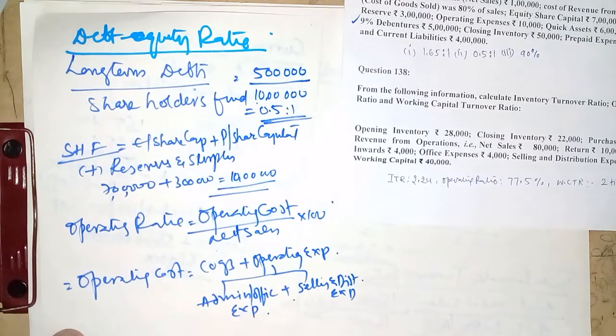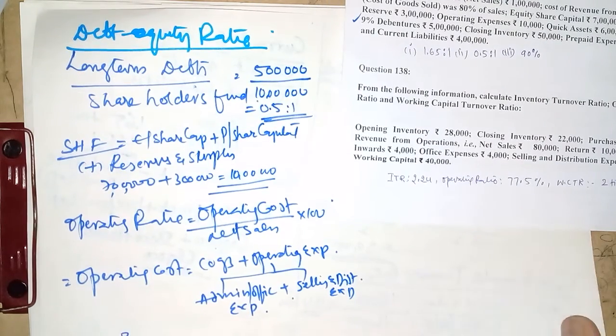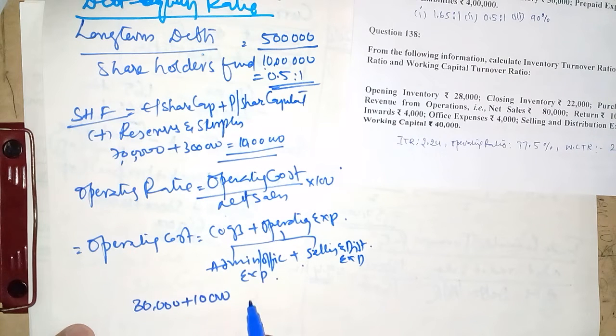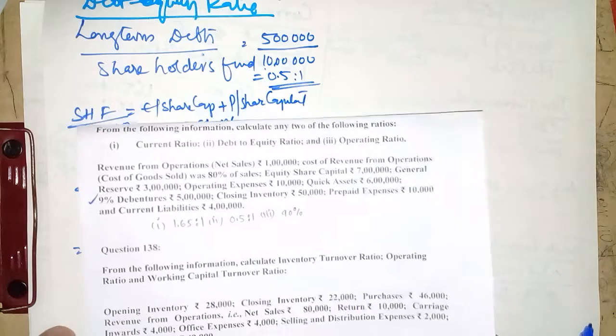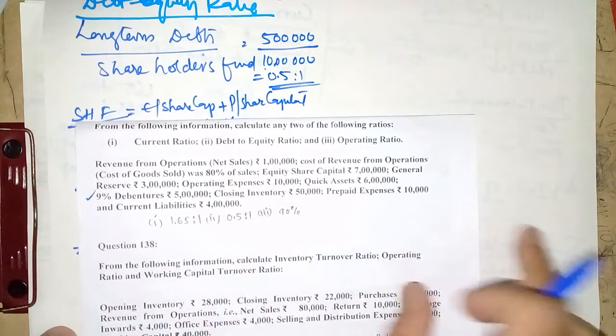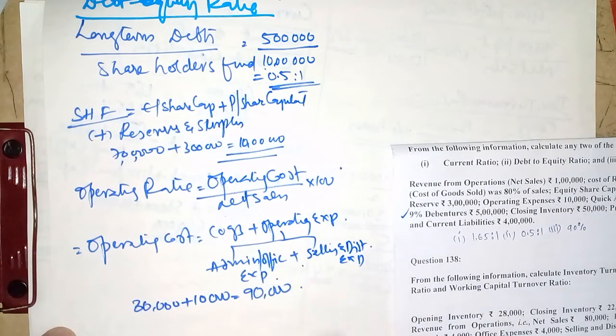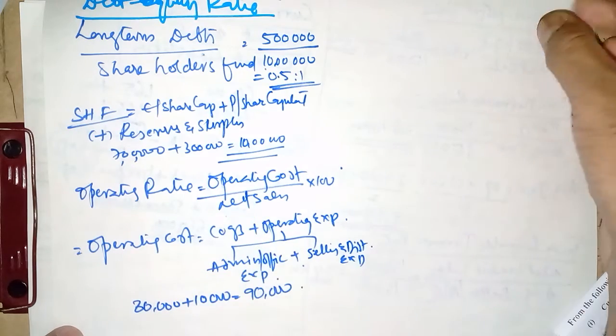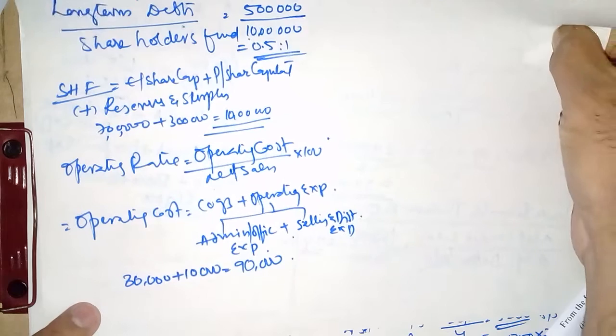So operating cost is 80,000 plus 10,000, which is equal to 90,000. Clear? Then we need to have net sales. Net sales is directly given in the question as 10 lakhs. Then the space here is not sufficient. Don't leave the space here. So we'll do it directly here.